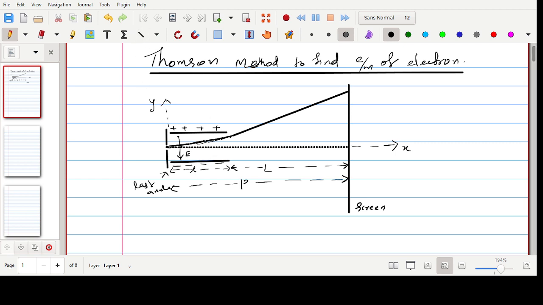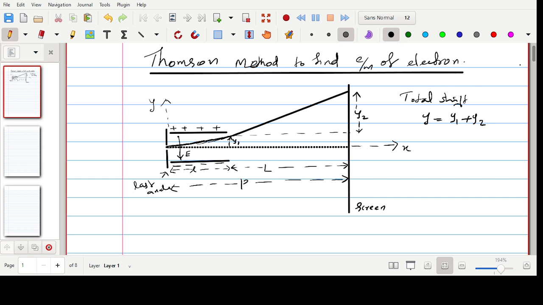So this shift I am taking as y1. Then this shift I am taking as y2. So the total shift of beam will be y1 plus y2. Total shift of beam, shift y is equal to y1 plus y2.